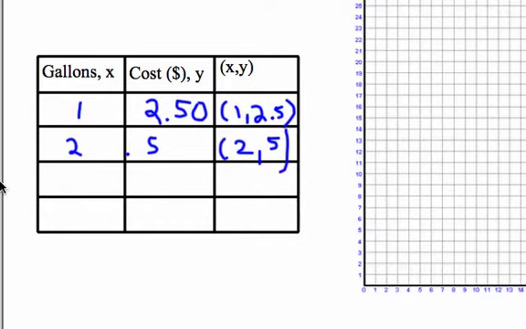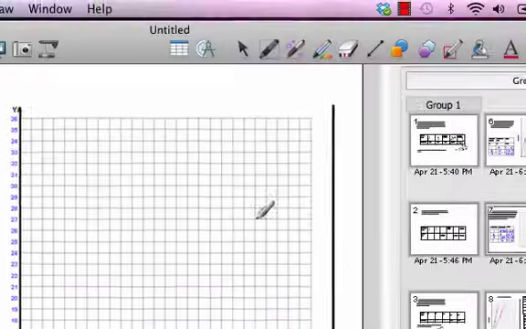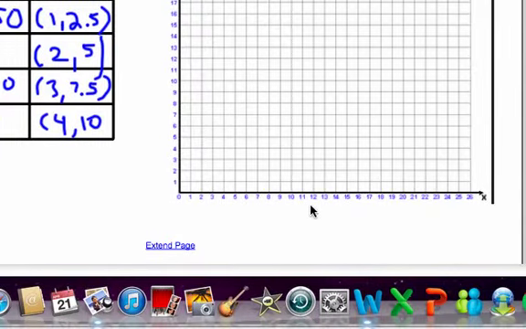For 3 gallons, that would cost us $7.50. And finally, 4 gallons would cost us $10. Once we have our points written down there, we should label the axes. The independent variable here, again, is gallons, and the cost depends on how many gallons you're talking about, so the cost is going to be your y variable.